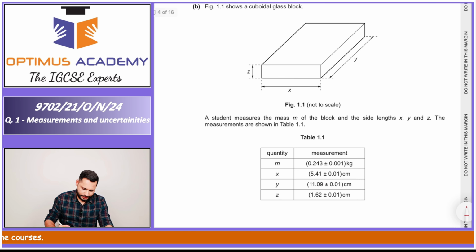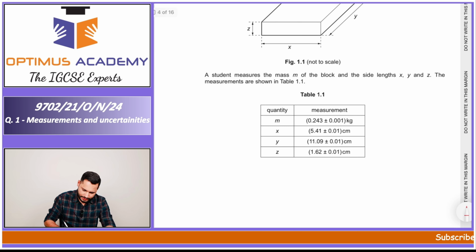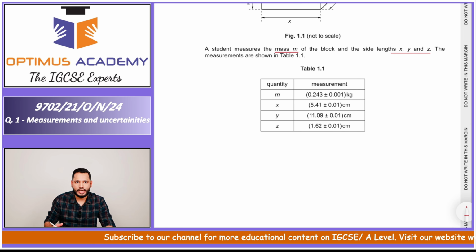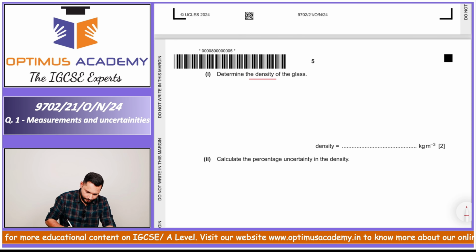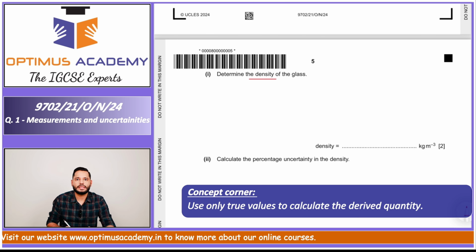The next question says figure 1.1 shows a cuboidal glass block. A student measures the mass m of the block and the three dimensions, that is x, y and z. The measurements are shown in the table. They have given the true values and also the uncertainties in the values. The first question says determine the density of the glass. Know that whenever we are given quantities and we are supposed to use those quantities for calculating another quantity, we will be only considering the true values and not the uncertainties.